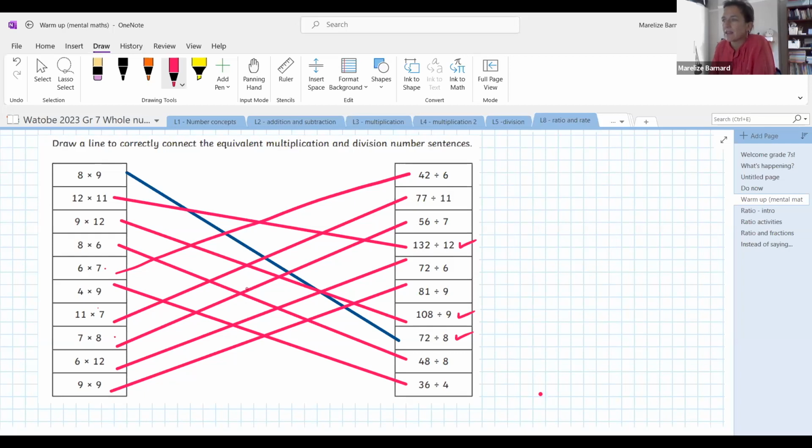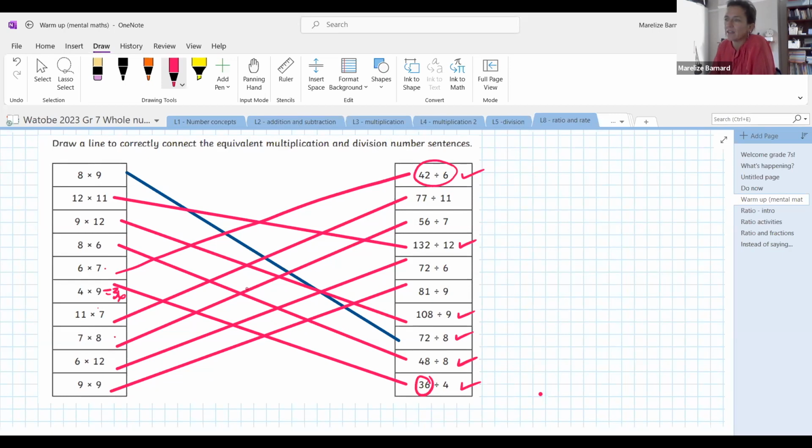8 times 6 is 48. So 48 divided by 8 is going to be 6. So 8 times 6 and 48 divided by 8 go together. Then 6 times 7 is 42. 42 divided by 6 will go with 6 times 7. So this one over here. And then 4 times 9 is 36. So by now, if you did them, you probably caught on that you must just look for the number. So if this is 36, just go to this side and look for 36. 36 divided by 4, that's 9. Okay, so those two go together.